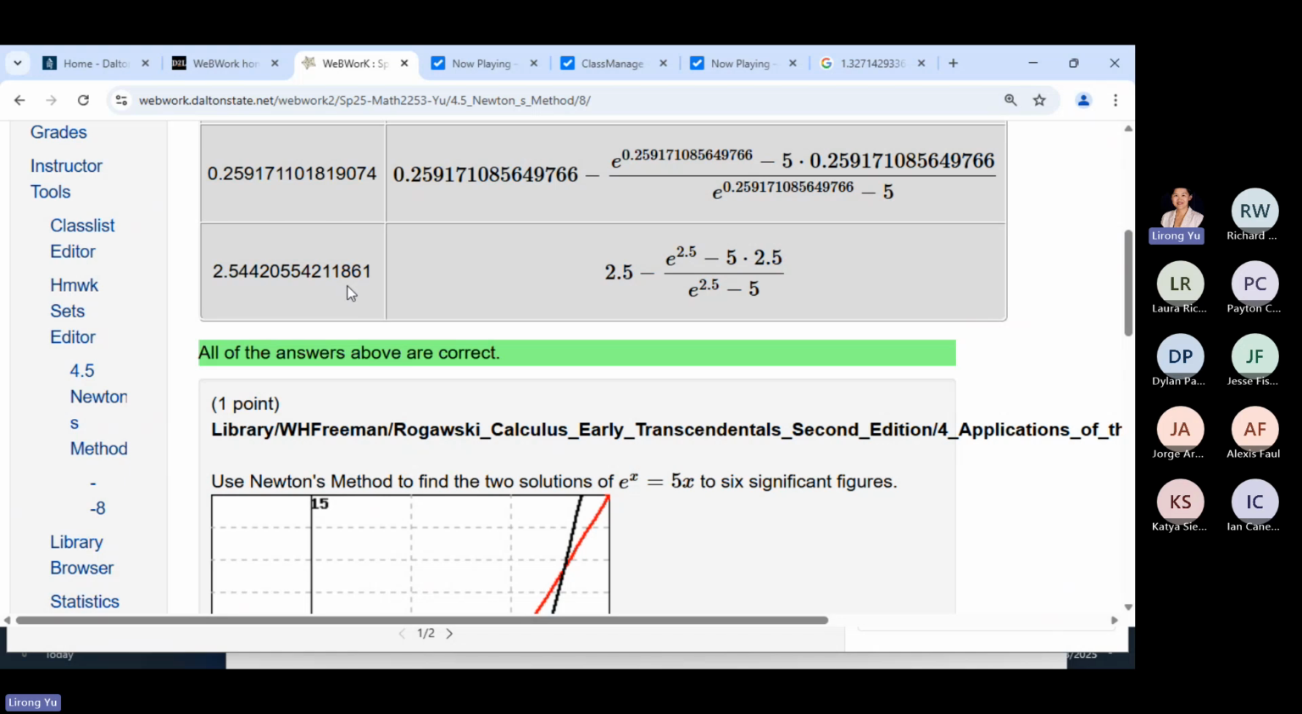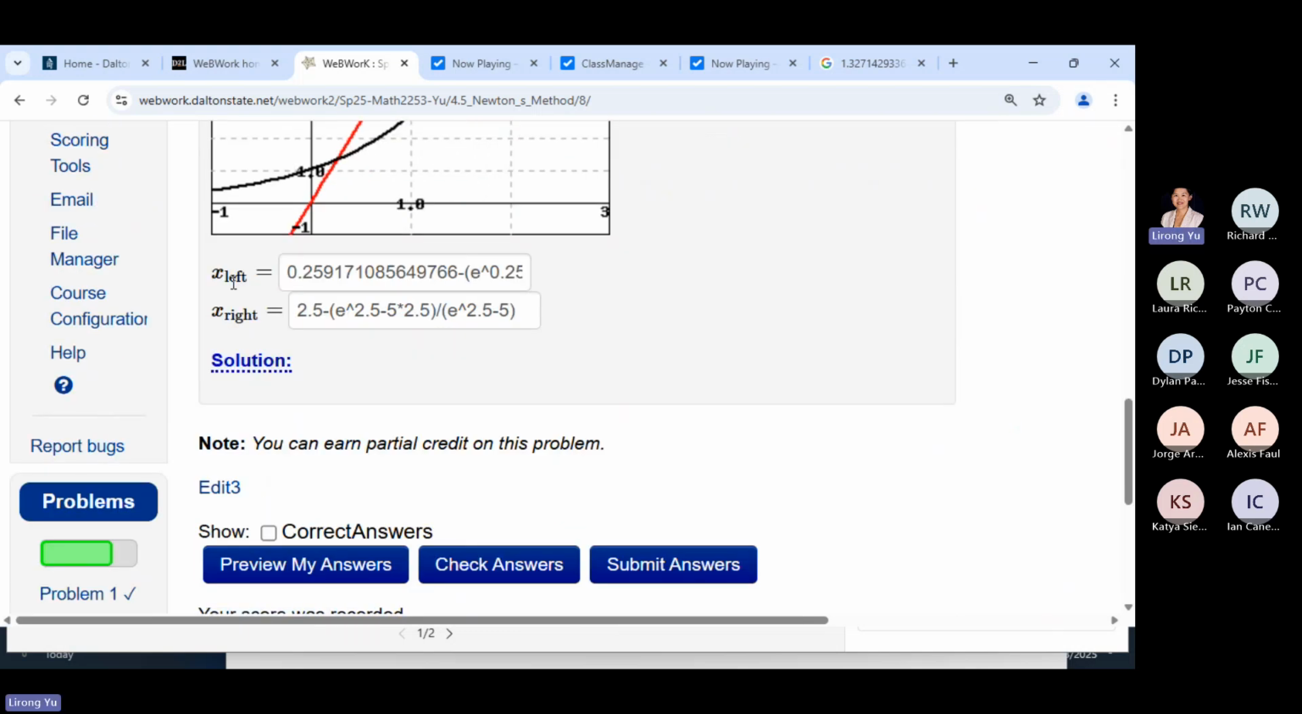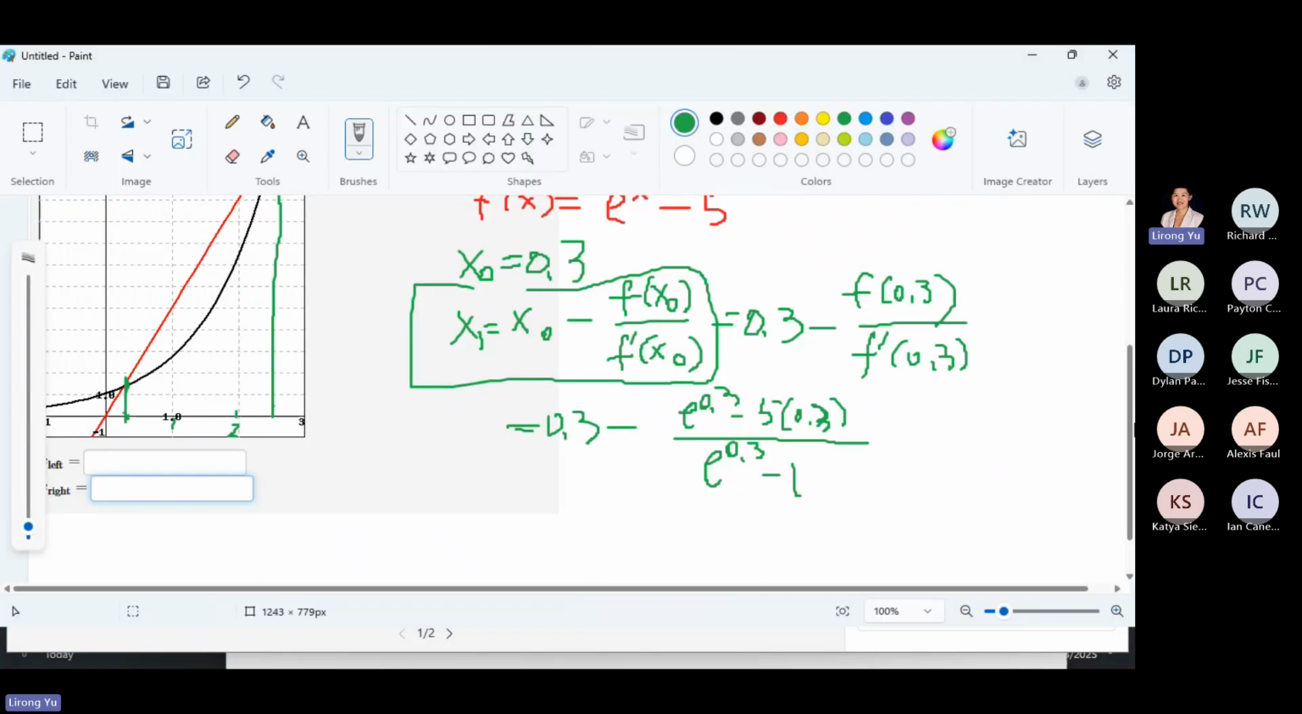I hope that helps. Can you go back to the calculation? Mhm. Where did you find the 0.3 to start? The 0.3, I watched the distance.